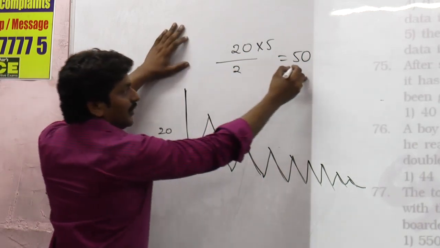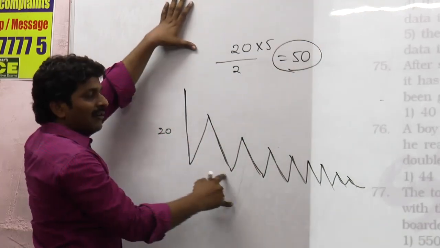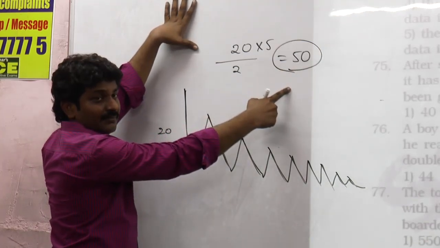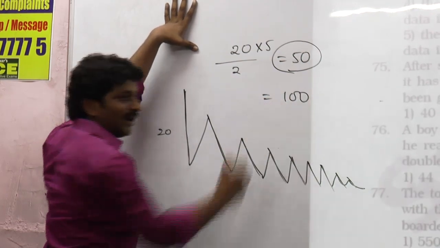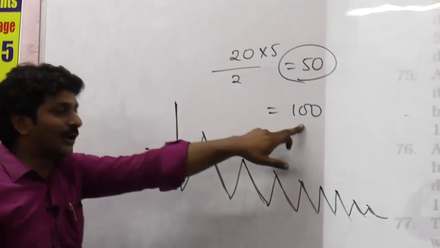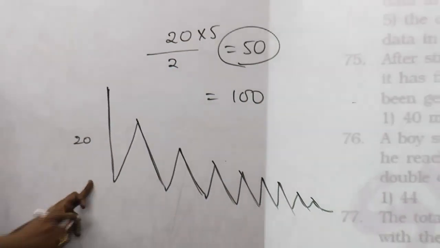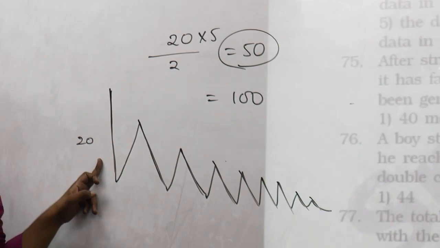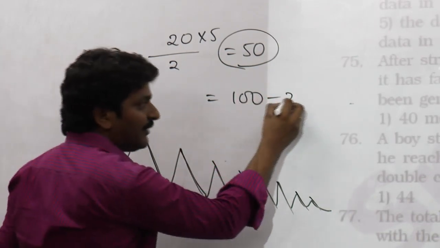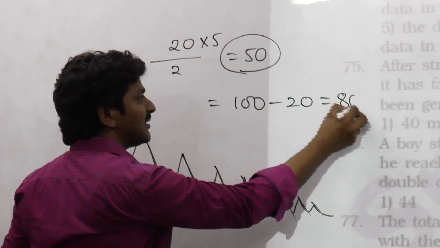So the sum of all the lines once will give you 50. As we have 2 times of this, that will give you 100, and out of 100 the first line is counted 2 times, but we need it for only 1 time. So subtract 20 from this, answer is 80.